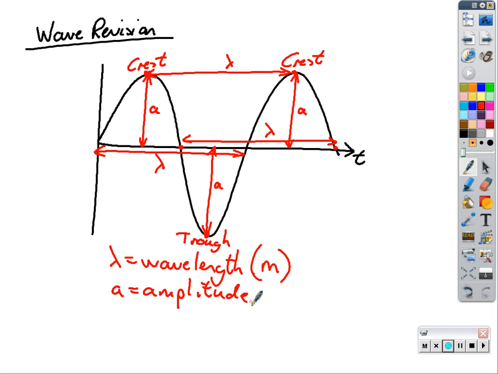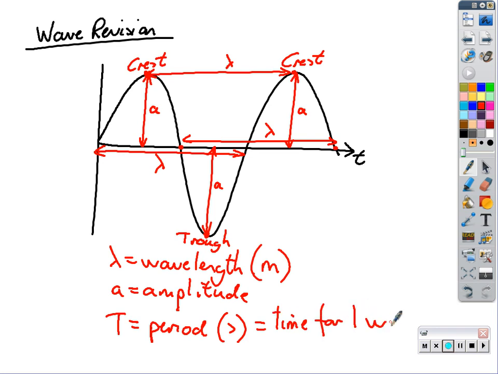And finally, period, T equals period. That's measured in seconds, and that equals the length of time for one complete wave. So, time for one wave is the period. So that would be the time on the board would be from, say, here to here. That time on the time axis would be the period. Okay? And that's just about all the stuff we need to remember about waves and what waves are.